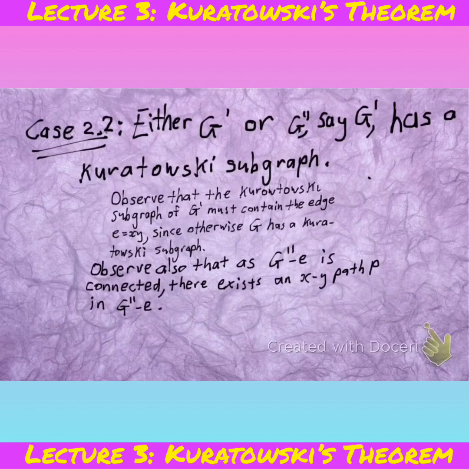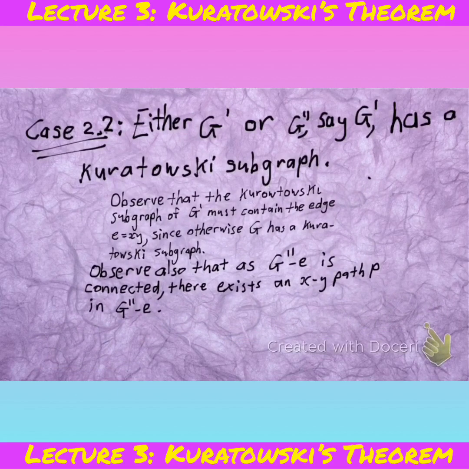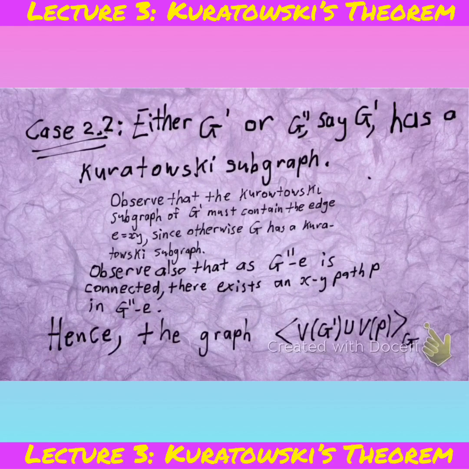Right, so what is the implication of that? Therefore, hence, this graph here, first of all, what's that graph? It's the graph with the vertices of G prime, union with the vertices of the path P, and we're looking at the subgraph induced by those vertices within the graph G.